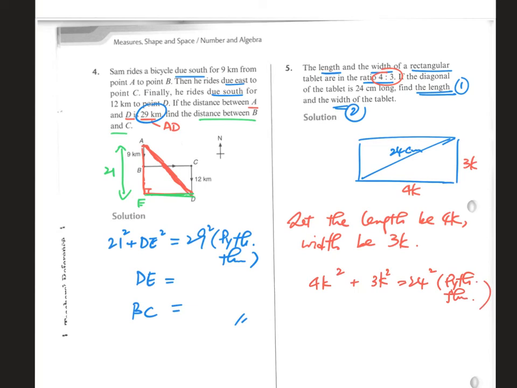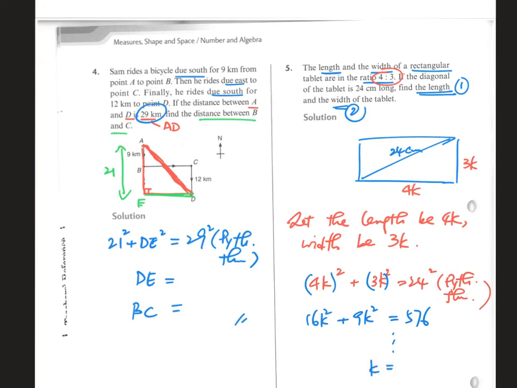If you are careful enough, you see I made the same mistake again, for you to double check. Hopefully you can still remember that when you have 4K and 3K, there should be brackets. So the next step will be 16K squared plus 9K squared is 24 squared, and by calculator it should be, I think, 576. Yes, 576. And you can go ahead to solve the problem.